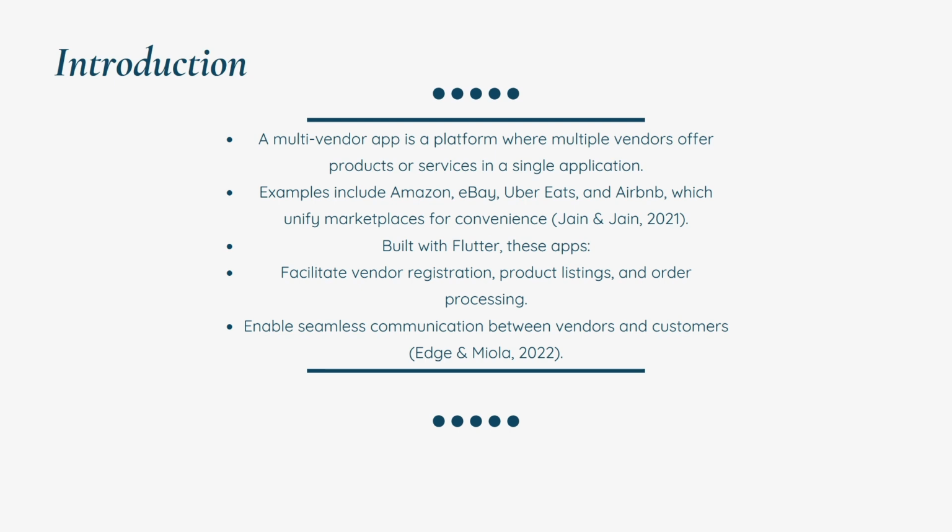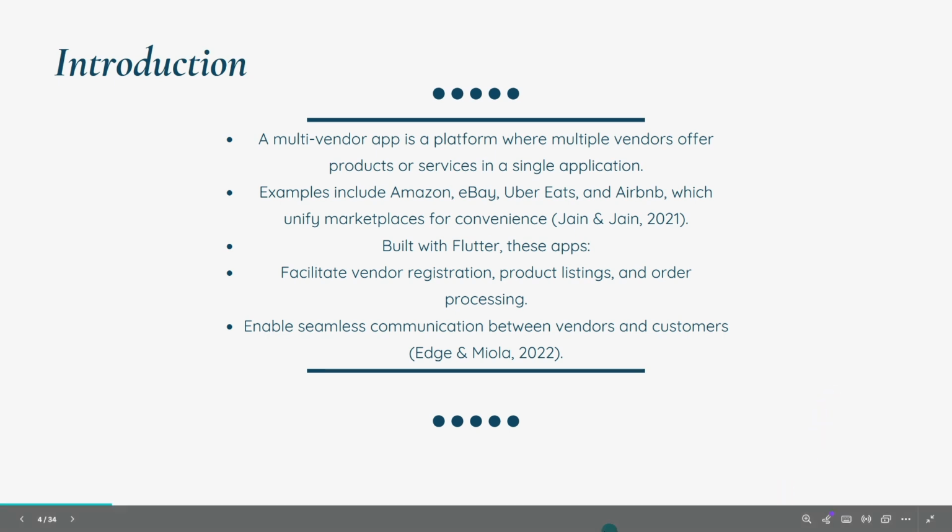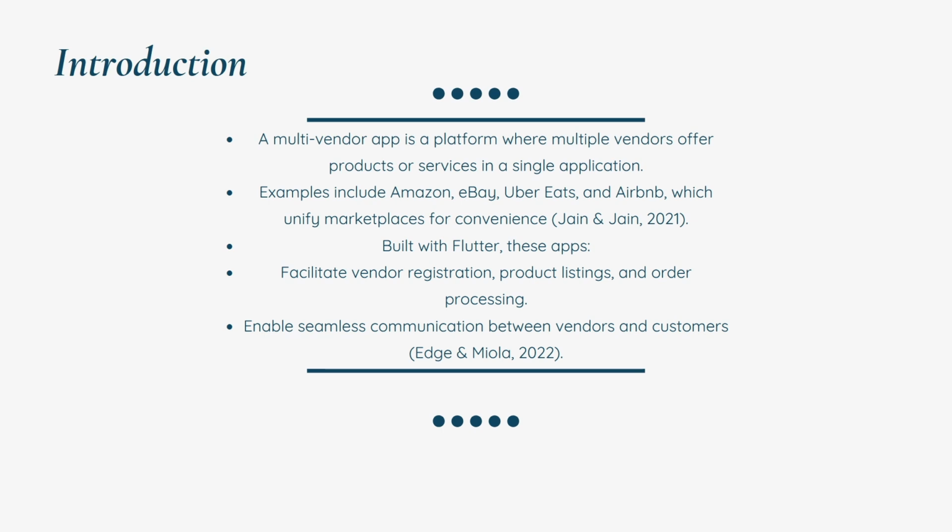So Winkel is a multi-vendor app, which is a platform where multiple vendors offer products or services in a single application. Examples include Amazon, eBay, Uber Eats, etc. It facilitates vendor registration, product listing, and order processing. It enables seamless communication between vendors and customers.